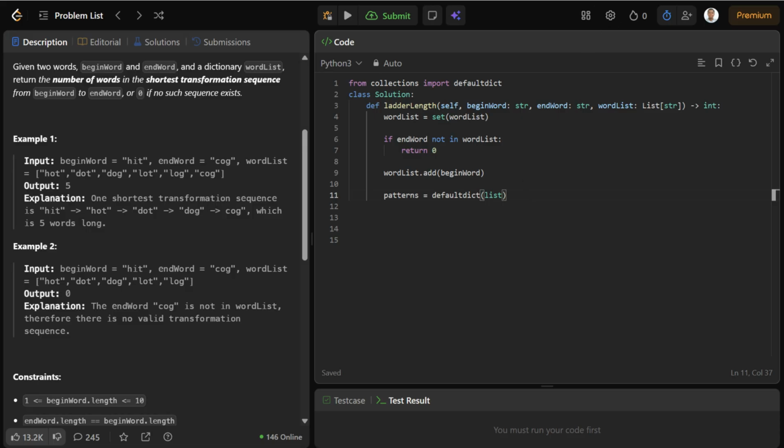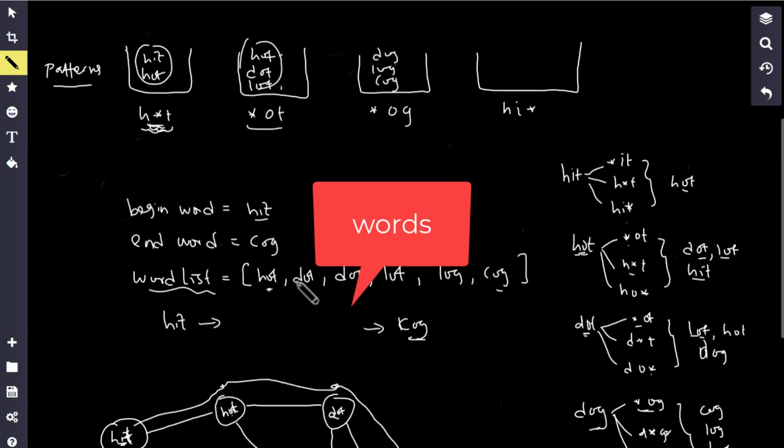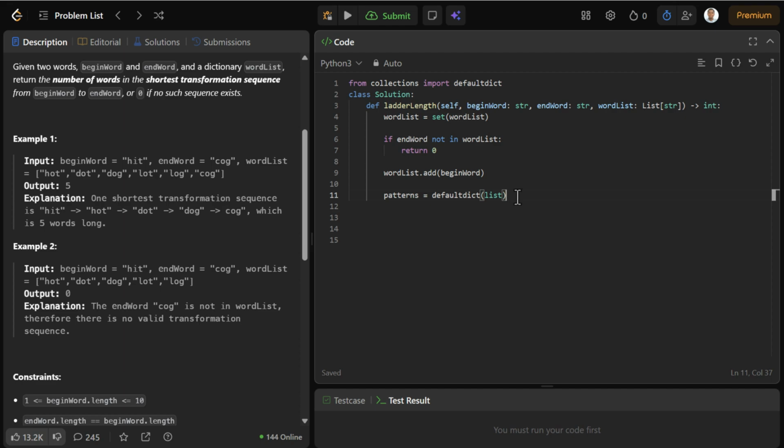So let's go back to the diagram I drew. These are the patterns. I want to be able to create this pattern for each word. We can have like 3 different patterns. Then I can append all the patterns based on the word list. All right, so let's do that. Here we can see, for word in this word list, and then also for i in range of the length of the word.